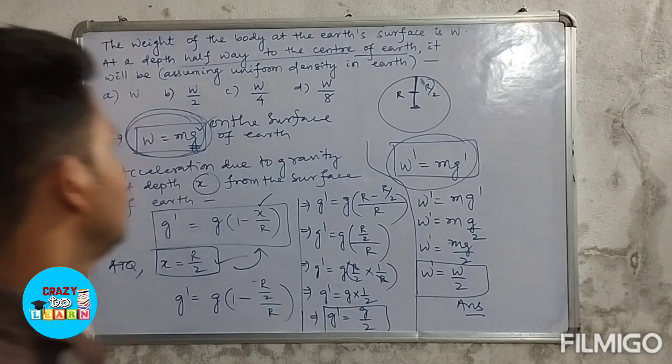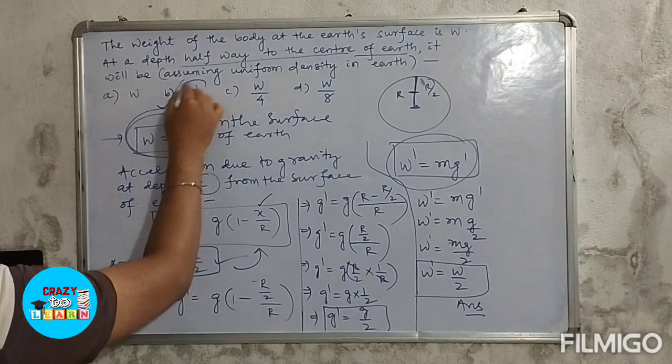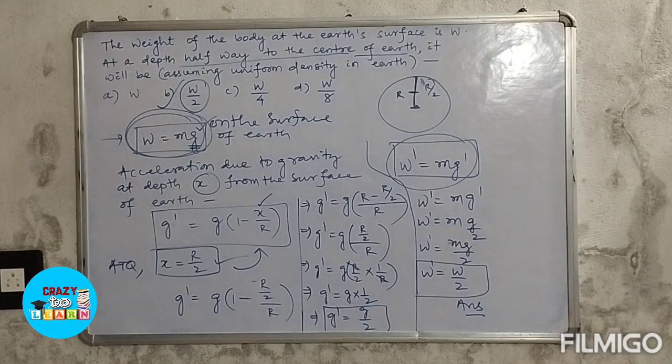This is your answer. So which option is correct? Option B is the correct one. W dash, the new weight of the body at depth halfway to the center of the earth, is W by 2. Clear?